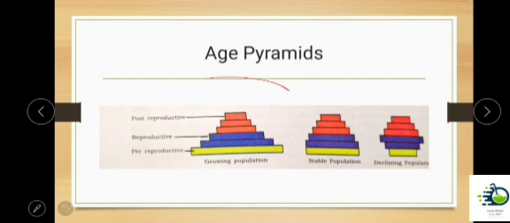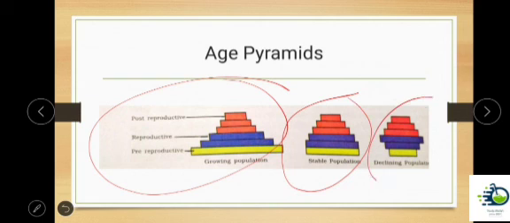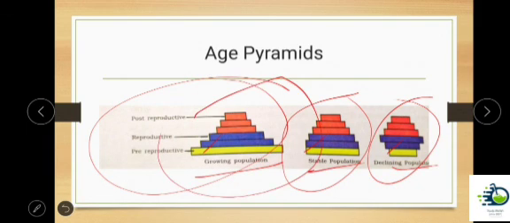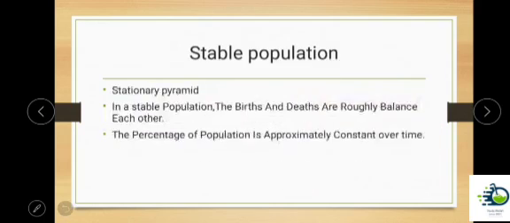Now, these are the 3 age pyramids we discussed already. There are 3 types of population: growing, stable and declining. These are the age pyramids.